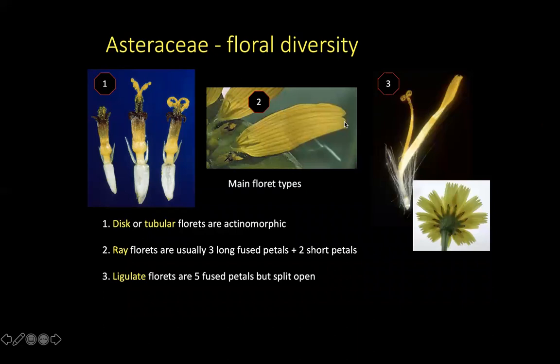Ligulate florets are all 5 maximally long, a full long strap, and it's completely slit open to the bottom. There's not a true tube. So this ray floret has a little tube. This one doesn't. That's what we see in dandelion.